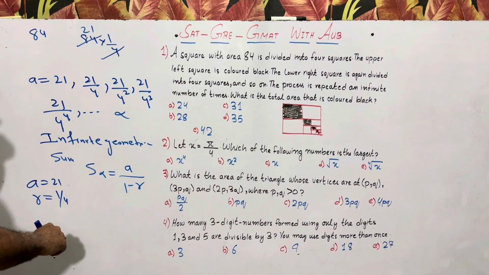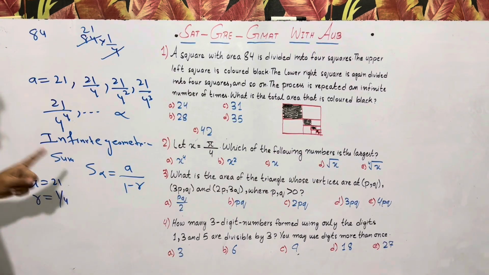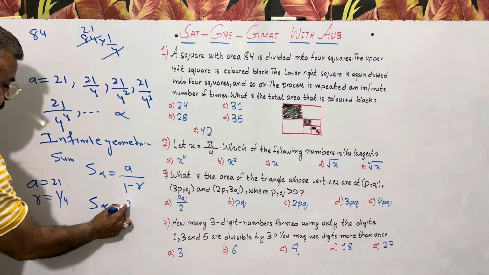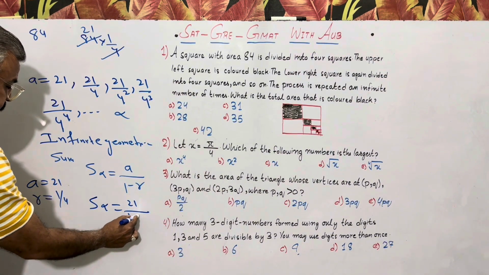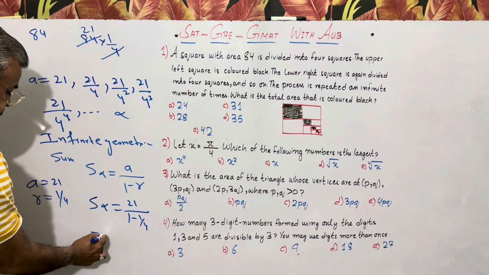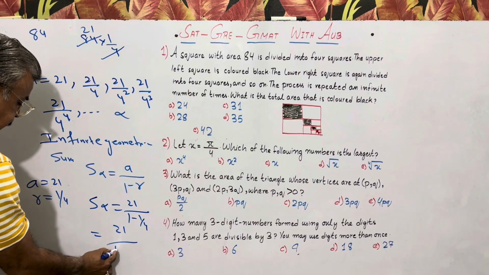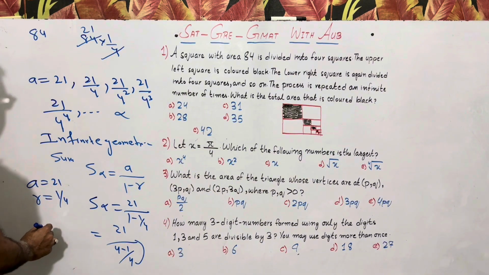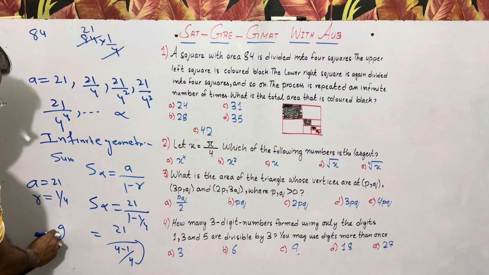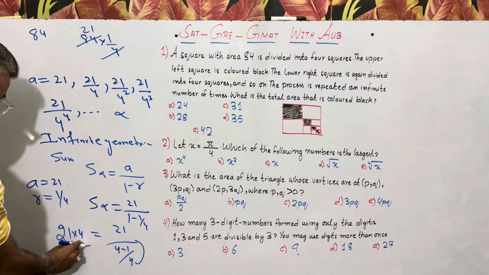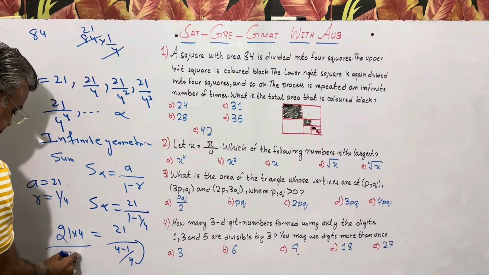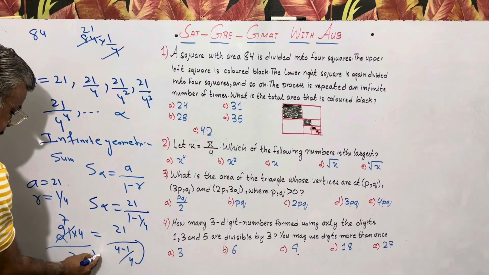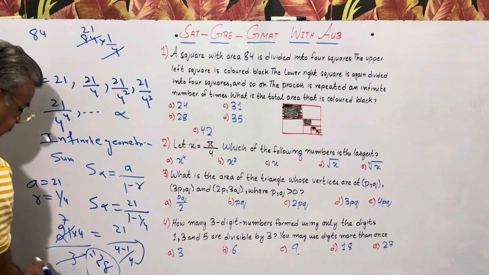Just plug in the values of a and r. A is 21 and r is 1 over 4. So we have 21 divided by 1 minus 1 upon 4. Taking LCM in the denominator, 4 minus 1 over 4, so 3 over 4. In the numerator, we have 21 times 4 divided by 3. 3 sevens are 21. 7 times 4, 28 is our answer.